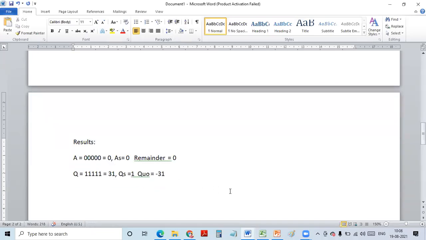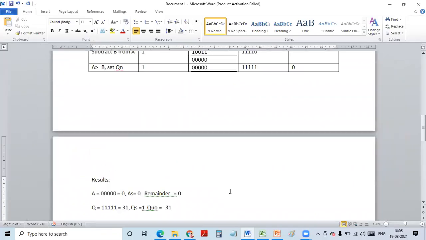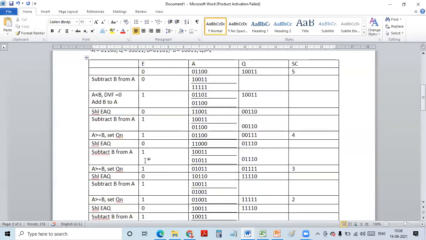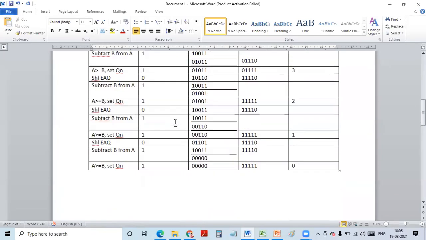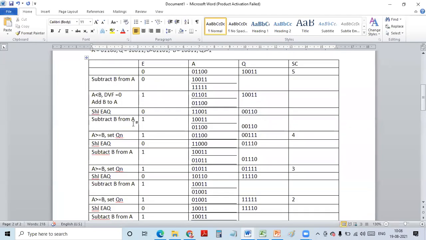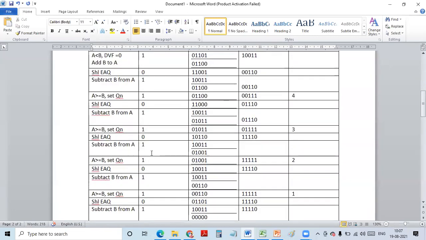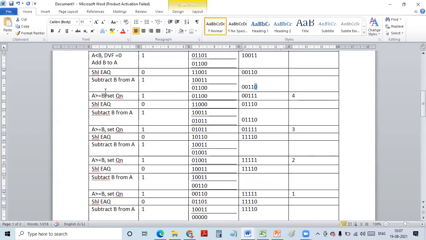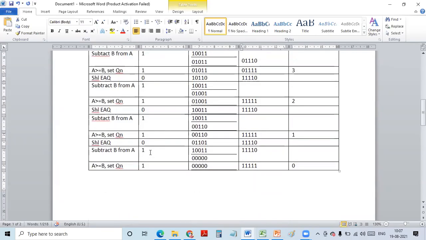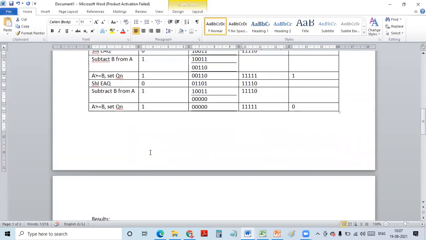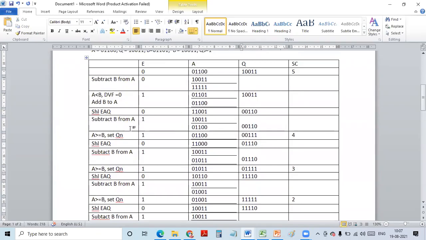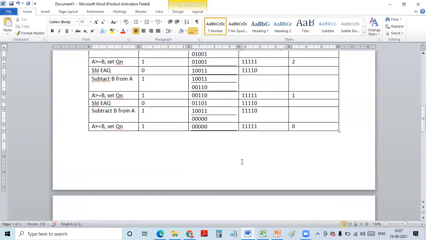Right? Is this clear? Algorithm? Yes, ma'am. Okay. So here, actually, we didn't restore anything. Every time we are getting E as 1. If we got 0, then we need to restore A by adding and keeping the same Qn bit as 0 without changing it to 1. Okay. So that case anyway we didn't get in this. You can try for another example where there may be a chance of getting restoring. Okay. So this is the restoring method.